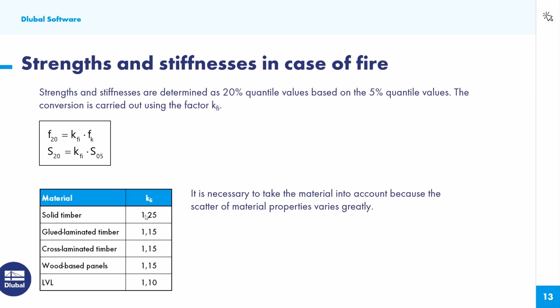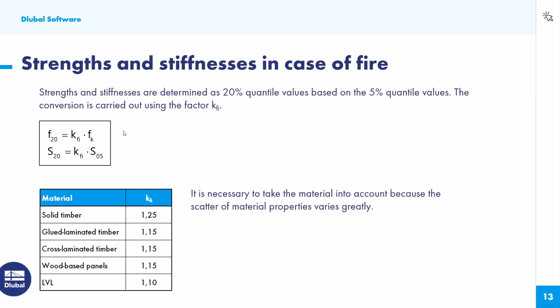Next slide is about strength and stiffness in case of fire. I guess you know these characteristic strengths f_k, f_mk or f_ck and so on, f_tk. And this value is actually the 5% quantile value. In case of fire, we can use the 20% quantile value. So that means 20% of the values are lower and 80% of the values are higher than the characteristic value.